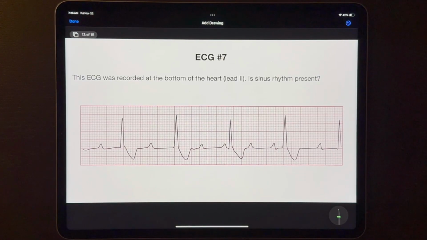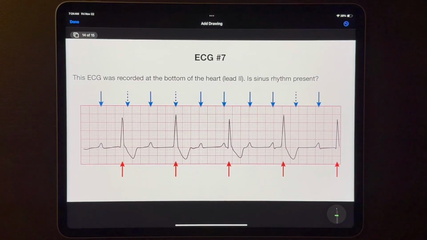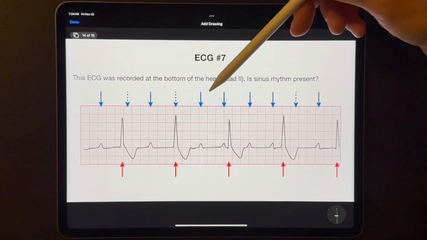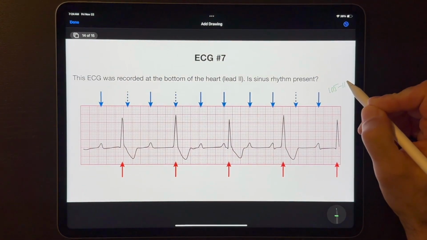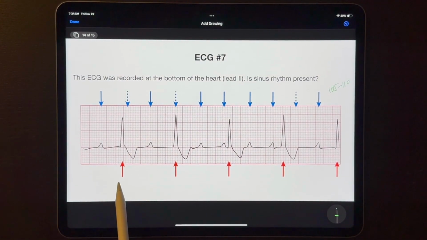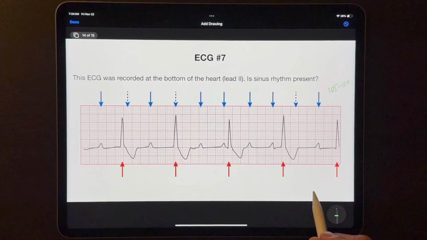ECG number 7 was recorded at the bottom of the heart, lead 2. Is sinus rhythm present? Yes. Regular sinus rhythm is present, but it is sinus tachycardia. The atrial rate shown with blue arrows is regular and 105 to 110 beats per minute, which is faster than the regular ventricular rate shown with red arrows, which is 40 to 50 beats per minute.